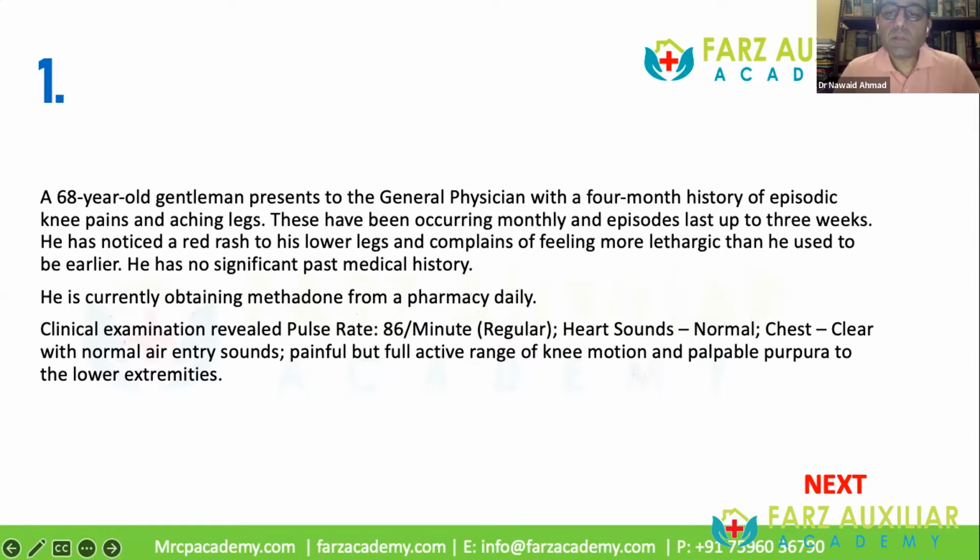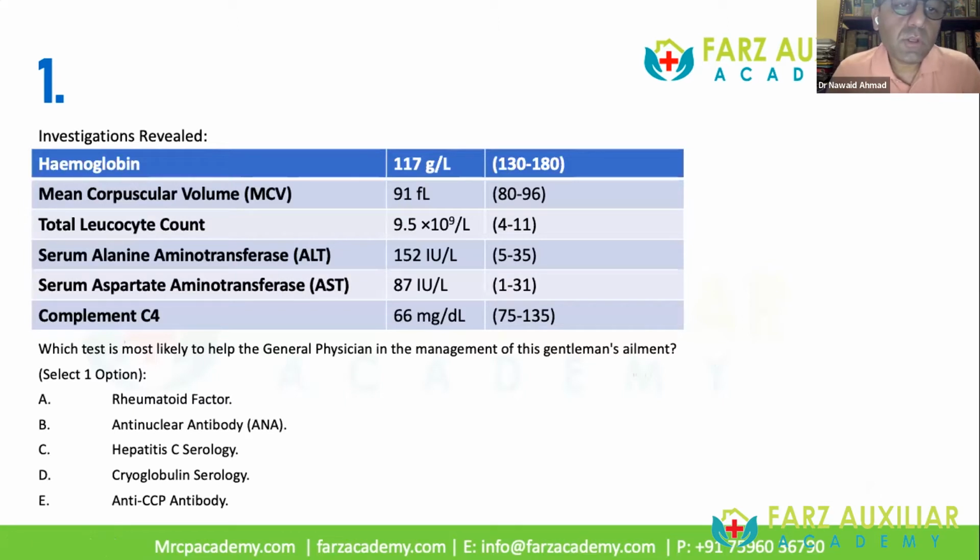If you look at the clinical examination, there is very little there to point you towards anything, but there is painful knee movement and palpable purpura to the lower extremity. Then you are given these investigation details. Apart from the hemoglobin being slightly low and the complement factor being slightly low, the other parameters like AST and ALT are raised, and ALT is higher than the AST measurement. The total leukocyte count is normal, and the MCV is normal. And then you are getting these 5 options.